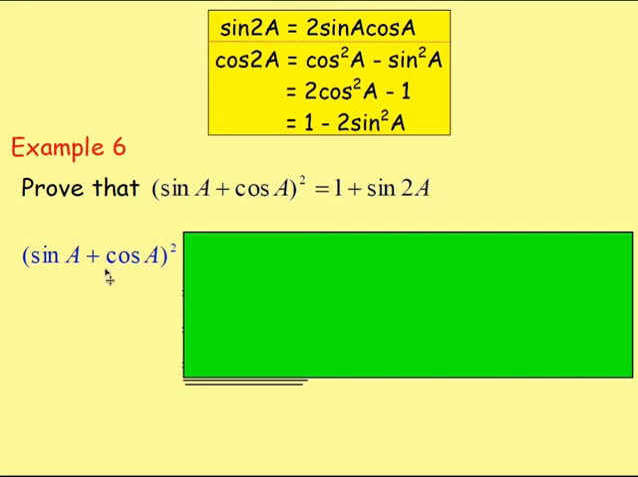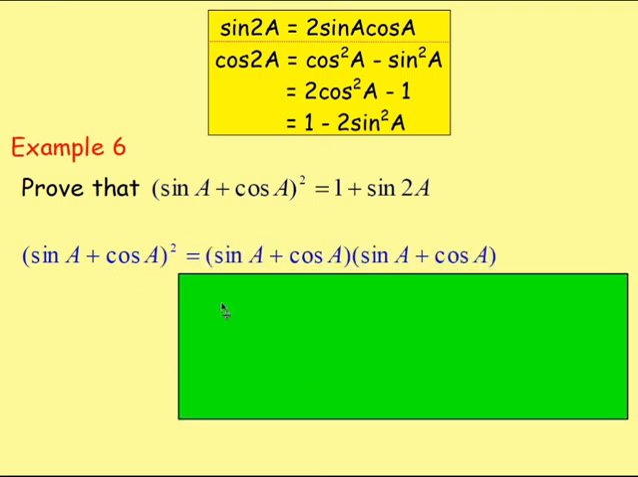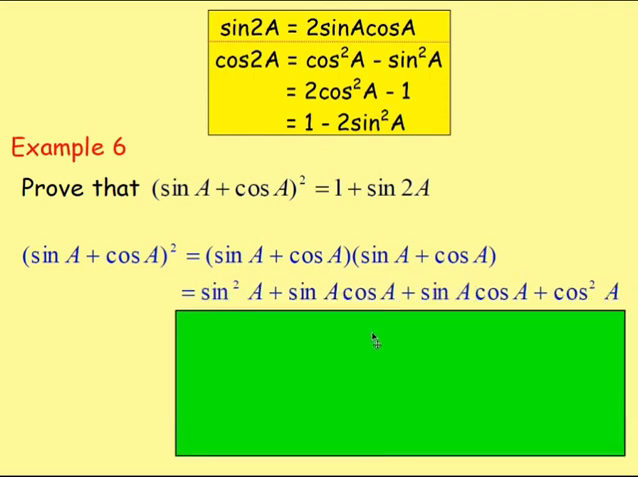So the first thing you want to think is if you've got something plus something all squared, you know you're just going to have your double brackets and then you'll want to multiply them out. So you'd have sine A plus cos A times sine A plus cos A. Multiply that out. So we've got sine A times sine A, which will give us sine squared A. We'd have a sine A times cos A.